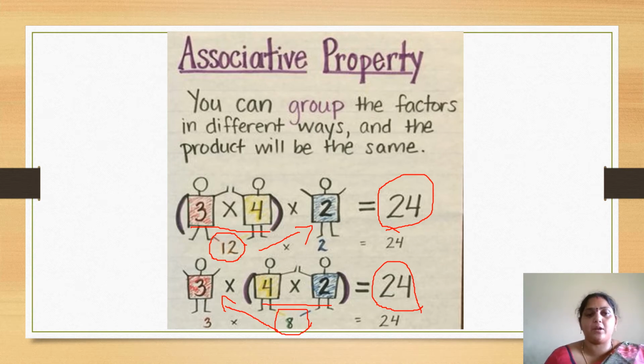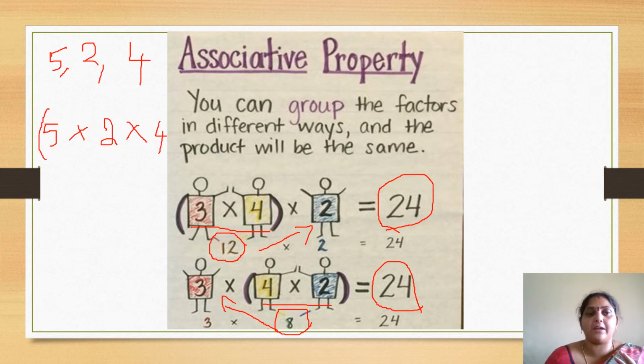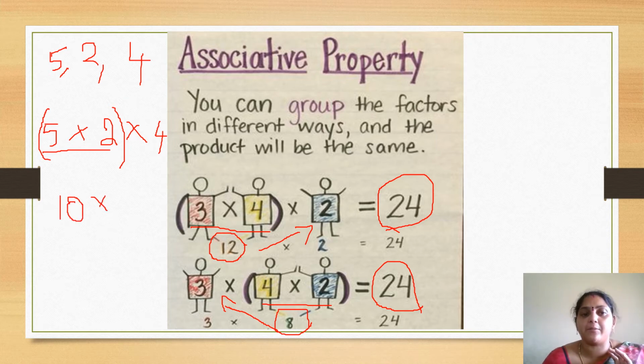For example, I will tell one more number. I am taking three different digits, 5, 2 and 4. These are my three different numbers. Now 5 into 2 into 4, I have taken. In this case I am grouping 5 into 2 first. When I am taking this 5 into 2 in a bracket, I have to multiply 5 into 2 first. What will be my product? It is 10. Now this 10 should be multiplied by the remaining digit, it is 4. 10 into 4, it is 40.